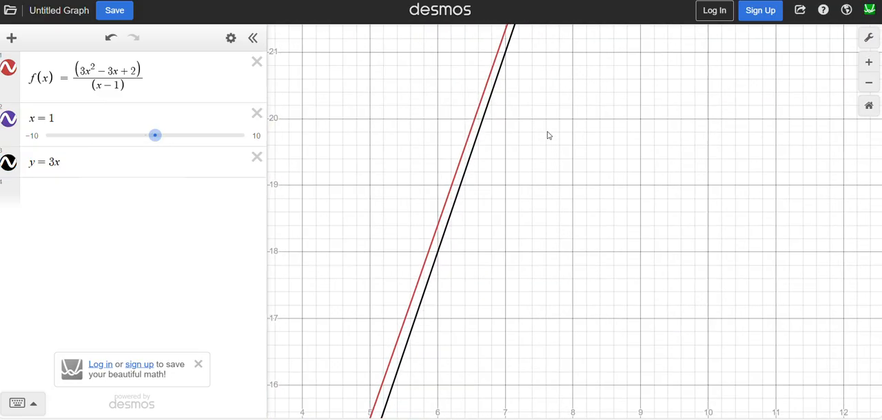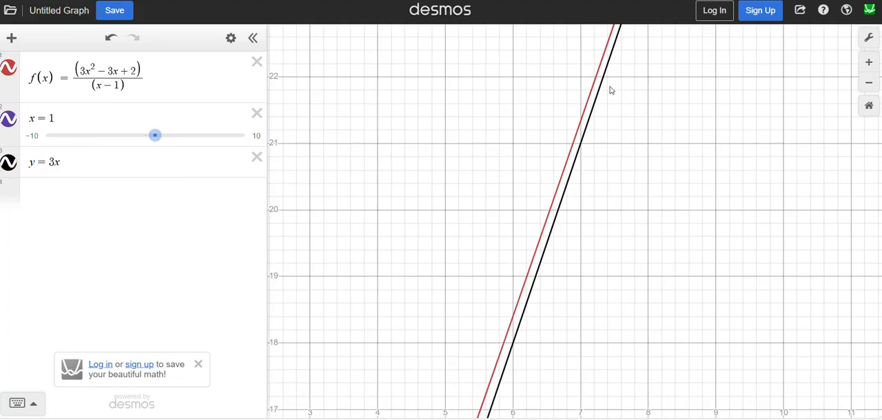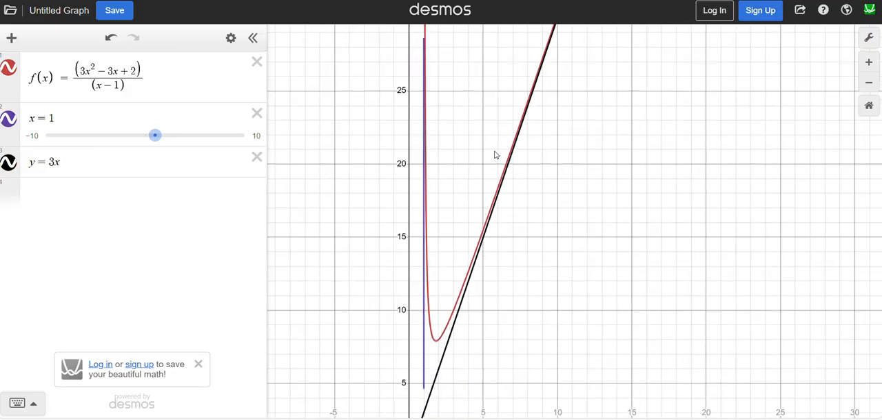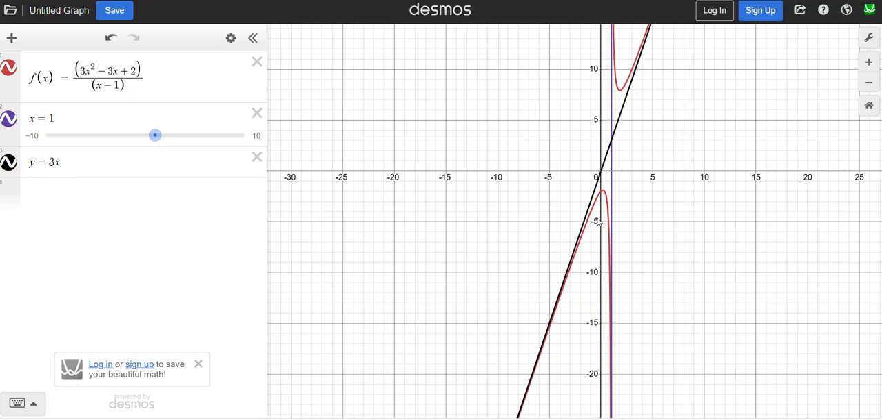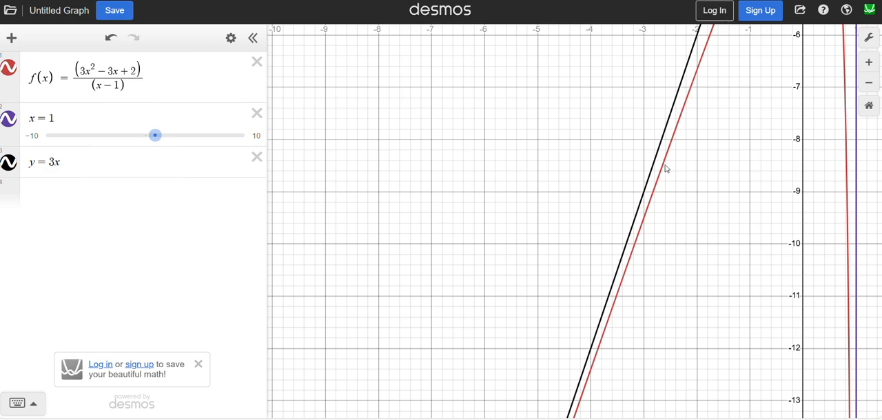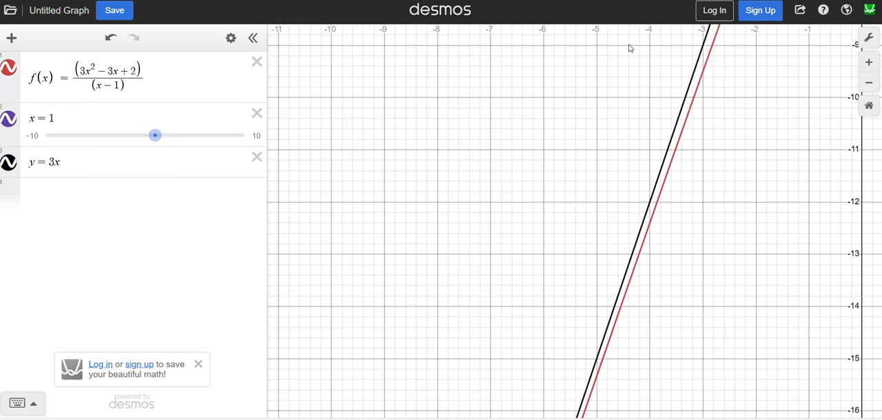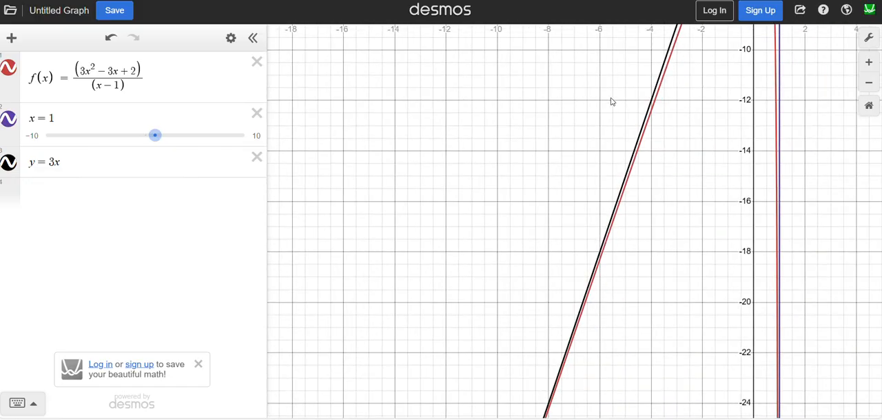If we zoom in, we can once again see the red curve is approaching, but it will never touch or cross the black line, the slant asymptote. And we can verify this in the lower half as well. Again, the red curve approaches, it will get very close to, but it will never touch or cross the black diagonal line, the slant asymptote.